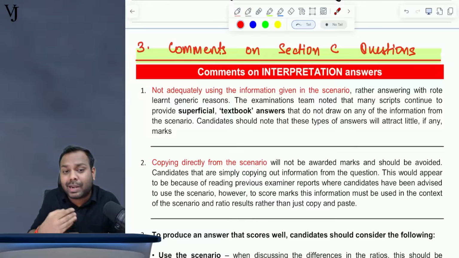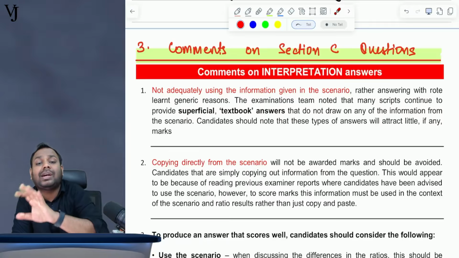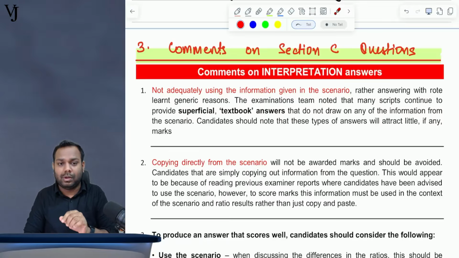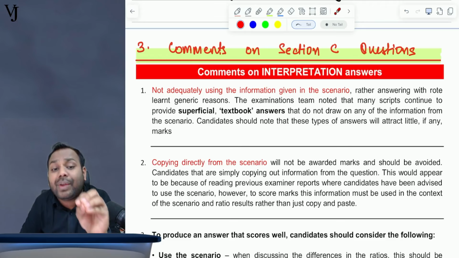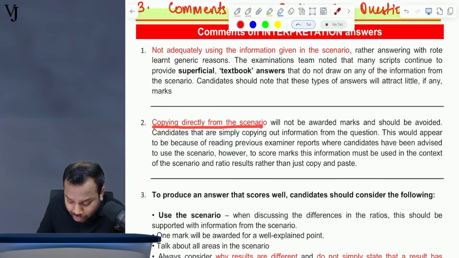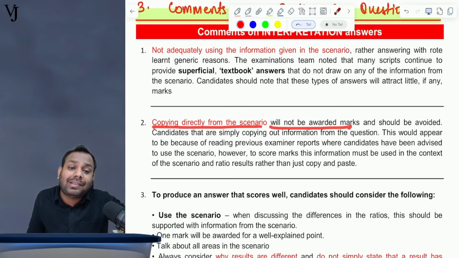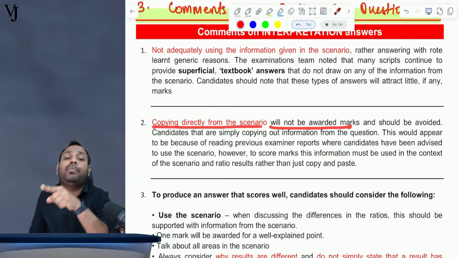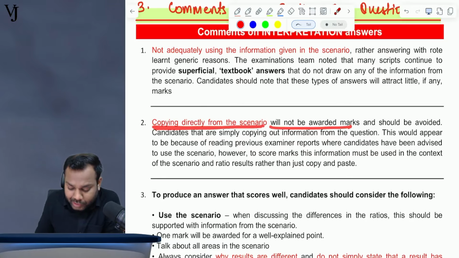What students started doing is, students started to copy the scenario and paste as reasons. No! You are not required to copy paste. You are required to reference. So read this line: copying directly from the scenario will not be awarded marks. You are not required to just copy it. You are required to use the scenario to explain the reasons of increase and decrease. Copying directly from the scenario will not be awarded marks and should be avoided.